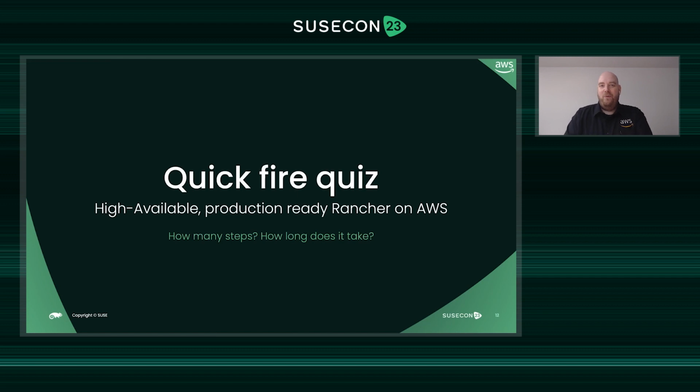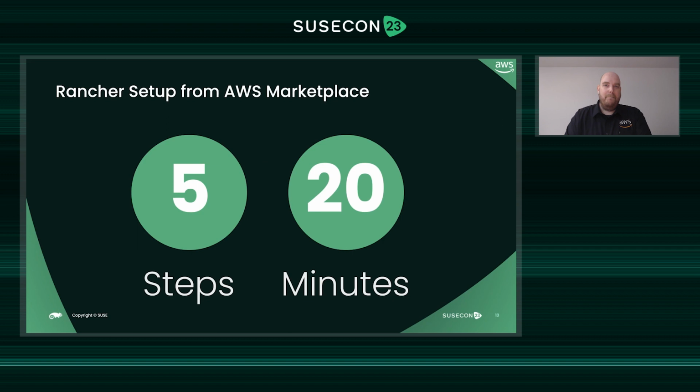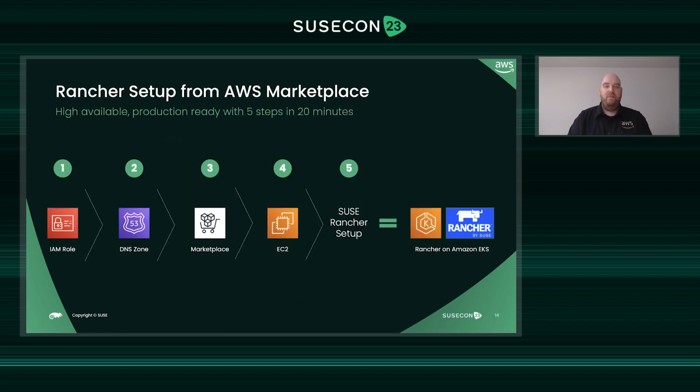5, 4, 3, 2, 1. With the Rancher setup on the AWS Marketplace, it's actually just 5 steps, and it can be done in about 20 minutes. In case you don't believe me, let's take a look at how that works.